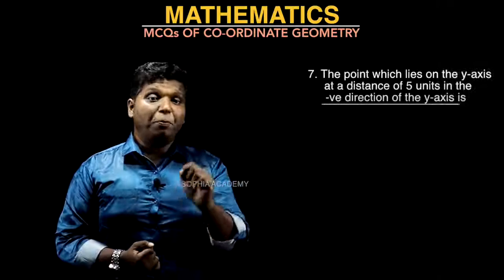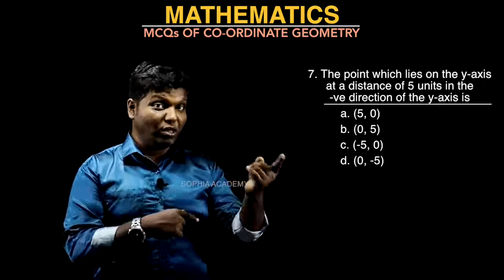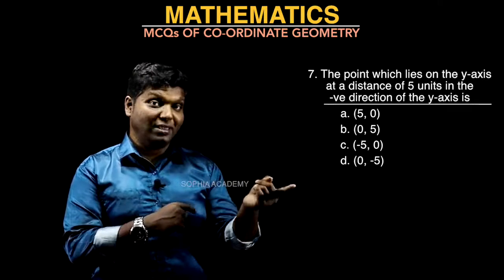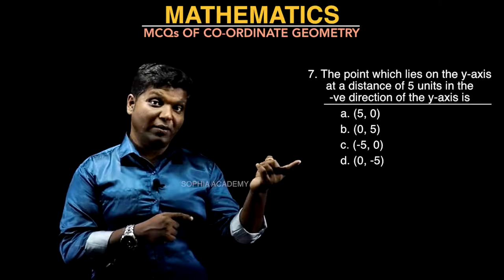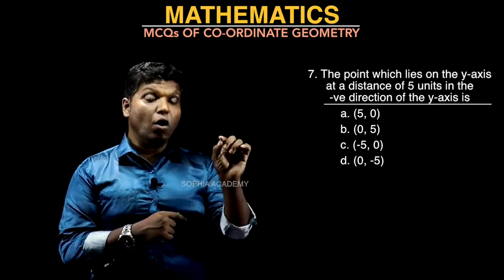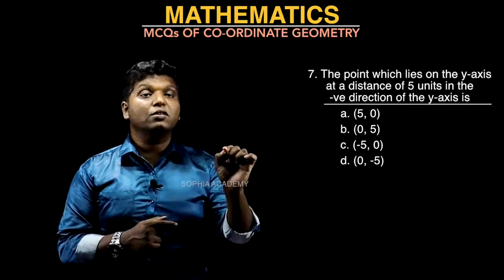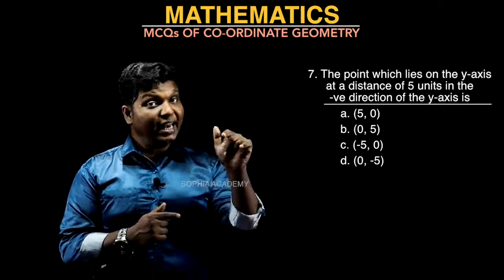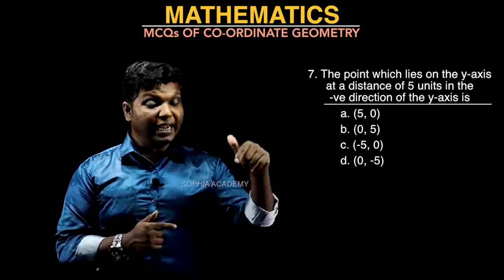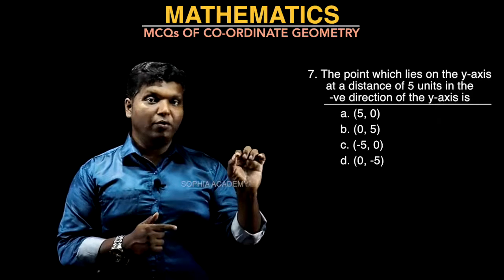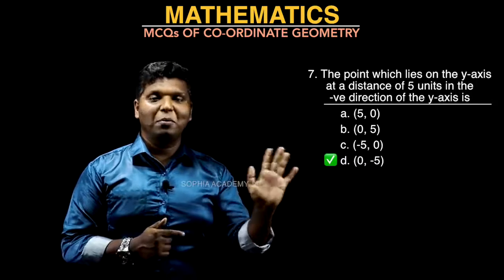Next one. The point which lies on the y-axis. Again, the point which lies on the y-axis. Lying on the y-axis means the x coordinate is 0. The point which lies on the y-axis at a distance of 5 units. So there is a point lying on the y-axis at a distance of 5 units in the negative direction of the y-axis. In the negative direction means towards the bottom. In the negative direction means the value will be -5. How many units? 5 units. So the point is (0, -5).